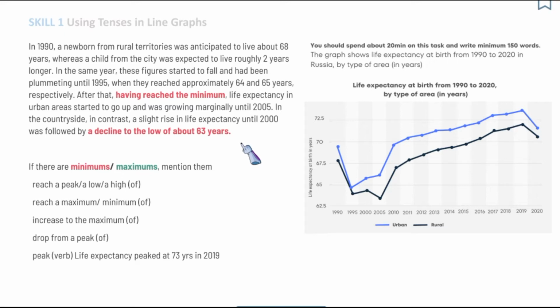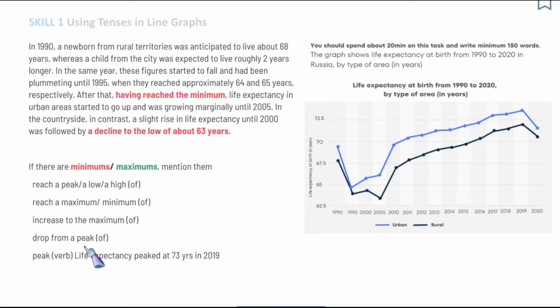When you write about minimums and maximums, you can use these options. So you can use a phrase, reach a peak, or reach a low, or reach a high. You can also mention the figure. For example, reach a high of 72 years. You can also use the words maximums and minimums. You can use increase or any other synonym in a phrase like this, increase to the maximum.